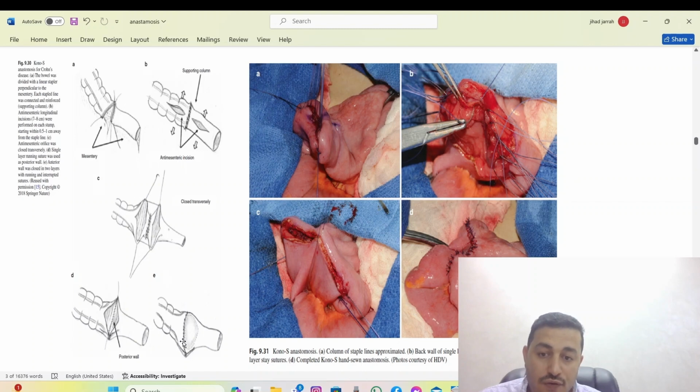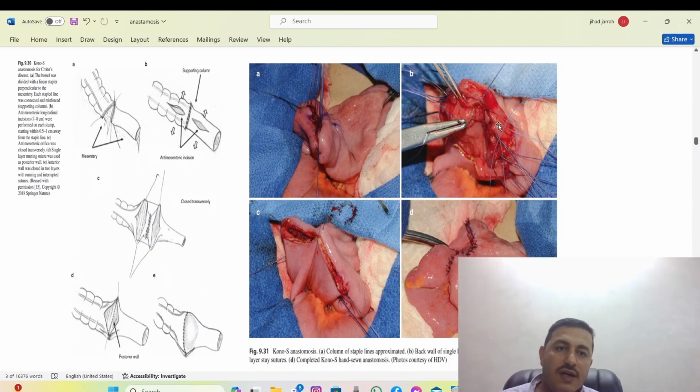This is the final anterior wall, which is closed using a double layer technique. This is the classic description of Kono-S type. So if you are facing a surgeon that used just a single layer for the anterior wall, we are discussing the classic description of Kono-S type.